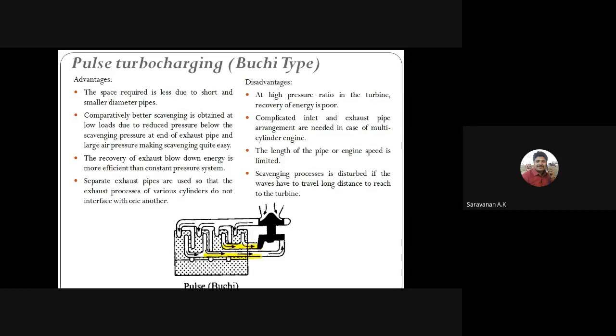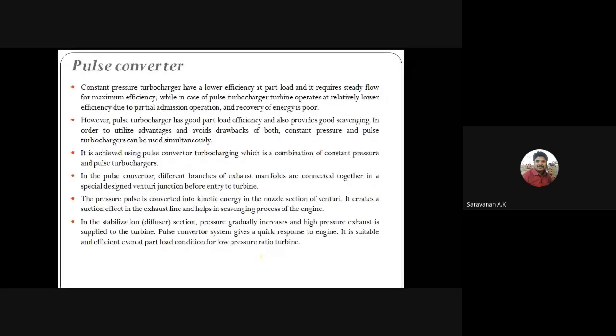So the scavenging process is disturbed if the waves have to travel a long distance to reach the turbine, right? So these are all the disadvantages of pulse turbocharging. This pulse turbocharging is also called the Buchi type of turbocharging.